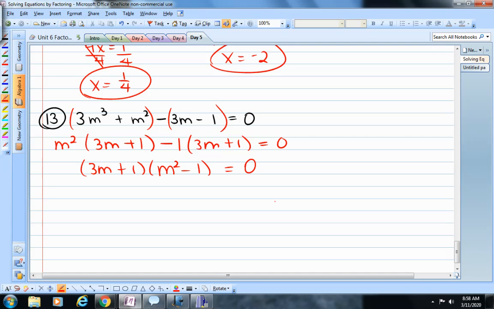Is that factored completely? No, there's a difference of squares. Uh-oh, what's up with this? It's a difference of squares. So y'all little work-aheaders are erasing.